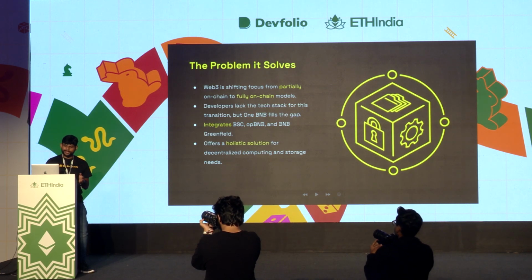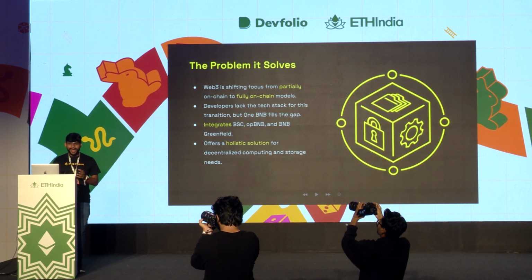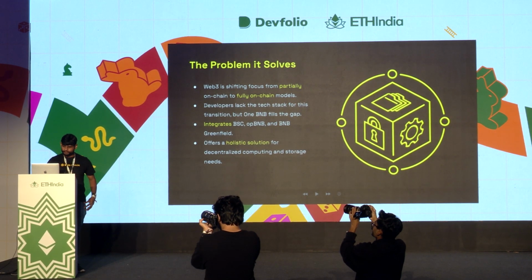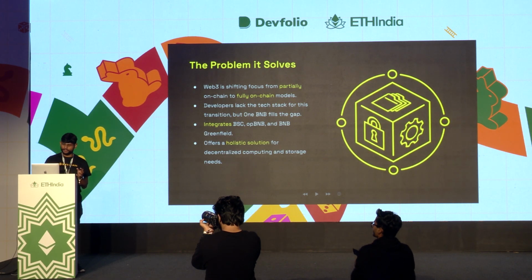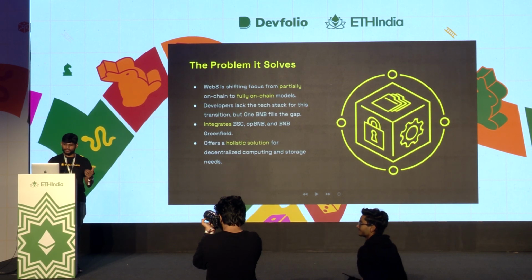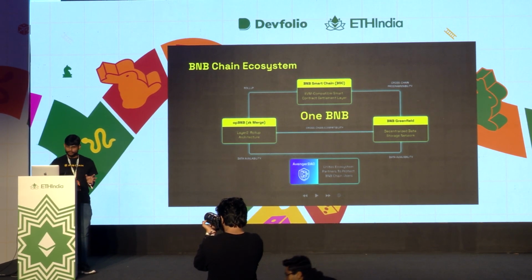So to do that, we're integrating a layer 1 called BSC, a layer 2 called opBNB, and a decentralized data storage solution called BNB Greenfield. Our main idea is to offer a holistic solution so that you can build applications fully on-chain, so that you don't need to rely on off-chain stuff. So this is how the full ecosystem looks.